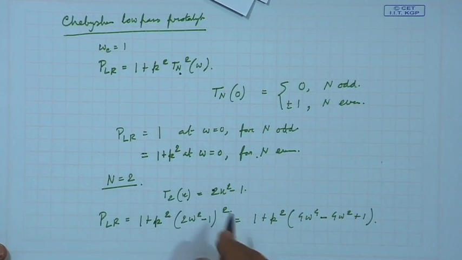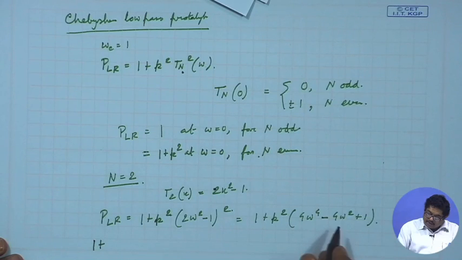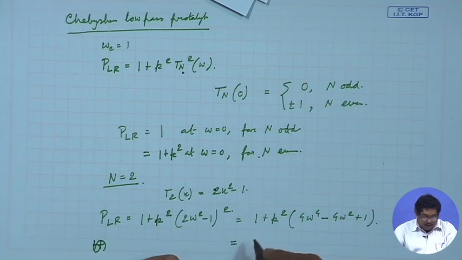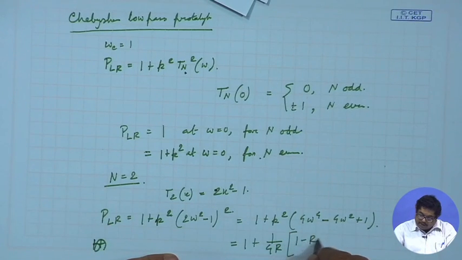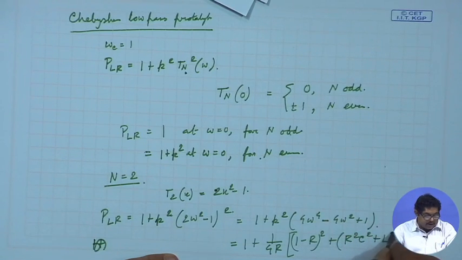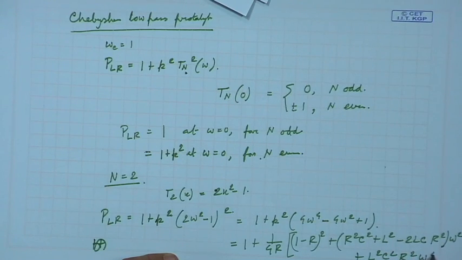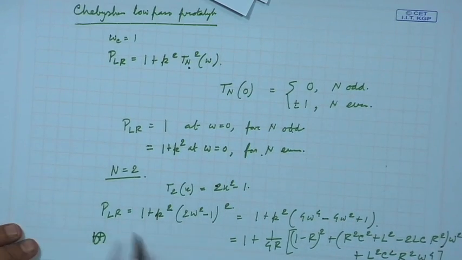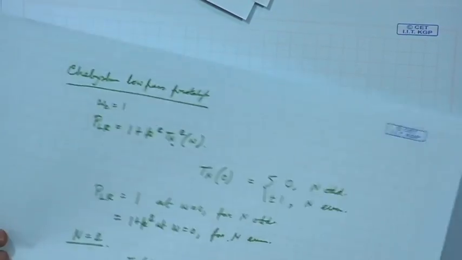So, you can equate, that means I am writing that 1 plus this one, this equal to, I can write that 1 plus, already that time we have derived this 1 minus r whole square plus r square c square plus l square minus 2 l c r square omega square plus l square c square r square omega 4. This already we have done. So, now you can compare and from that you can find out various values.